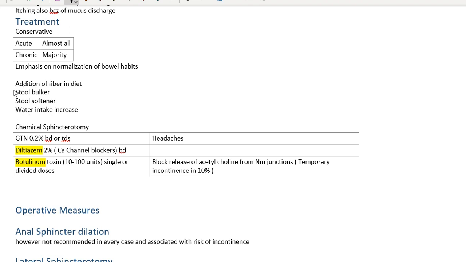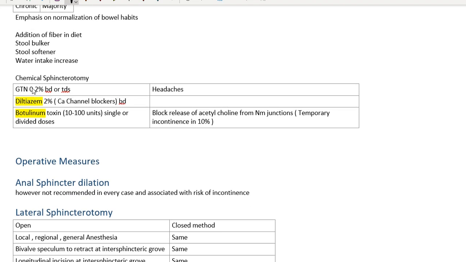Understand? If these simpler methods fail to resolve the problem, then you can use what is described by Bailey as chemical sphincterotomy. What it essentially does is relax the sphincter. Let me explain it to you. If the sphincter is relaxed and the blood vessels passing through it are also relaxed, blood flow is increased. When the blood flow is increased, it will help resolve the ischemia, which will lead to healing of the fissure.